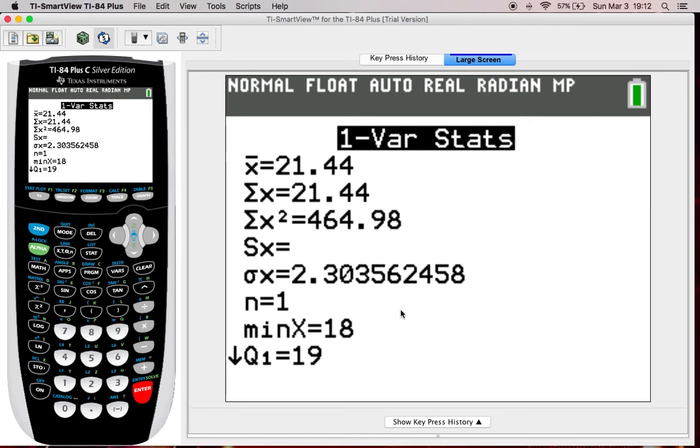So this is all we need to know on what to do with these probability distributions: the mean, the x-bar value, and our standard deviation sigma x. All right, and that is it.